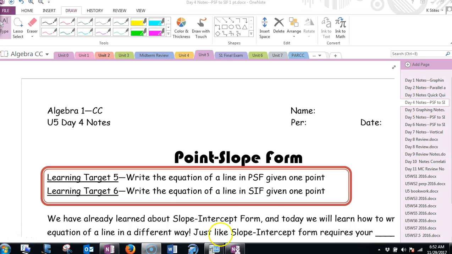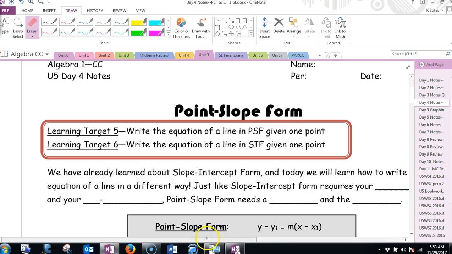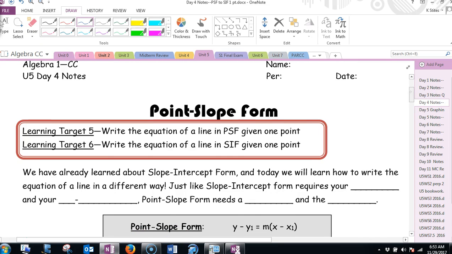Algebra 1. Today we are going to watch a very brief video on something called point-slope form. This is a form that is different from slope-intercept form, which you already know about, and the two of them are related to each other, however. So we're just going to introduce this idea and then we'll talk more about this tomorrow.